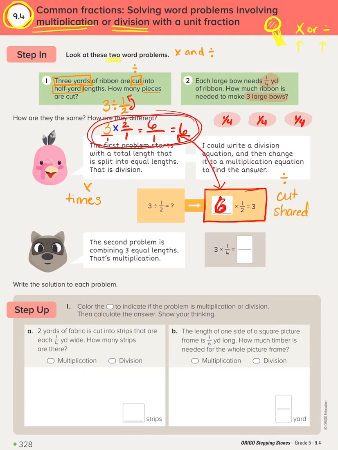So this would actually be a multiplication problem where I do 3 times 1/4 and I get 3 over 4 as my answer. I know this is a multiplication problem because I'm combining 3 equal lengths. So I'm taking 1/4, 1/4, and 1/4 3 times, which means I'm going to multiply. Okay? So let's work on these step up problems together. We need to work together to figure out, are we multiplying or are we dividing?